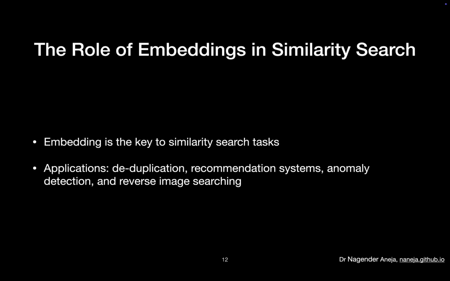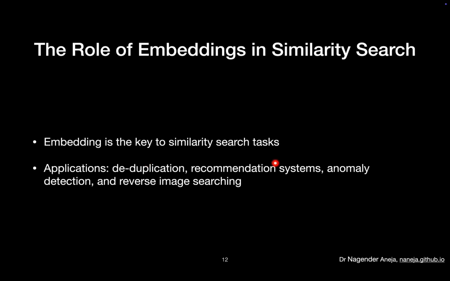The role of embeddings in similarity search has been very popular for a few years. Embedding is the key to the similarity search task. For deduplication, if you want to remove duplicate images or paragraphs, you can convert them to embeddings and then find the angle between those embeddings. If the cosine similarity is 1, that means the angle is 0. So if the cosine similarity is 1 or close to 1, those items can be removed, right?